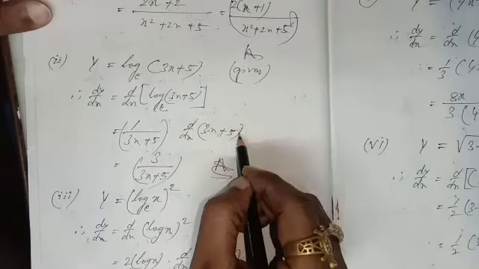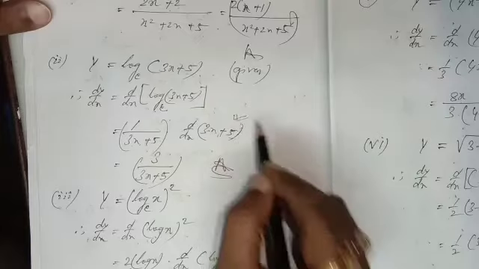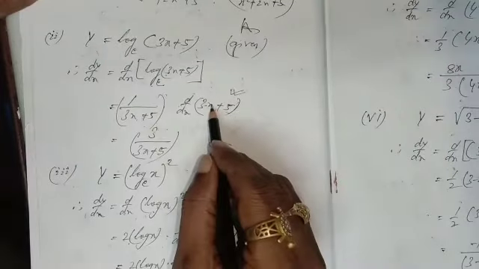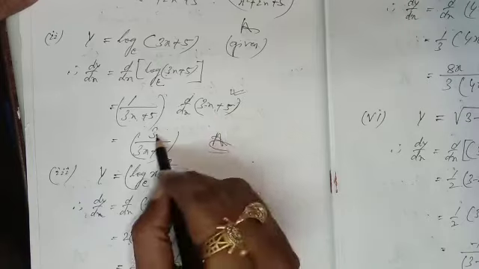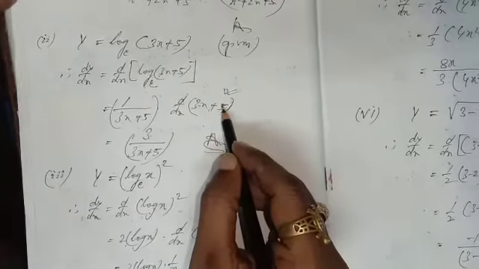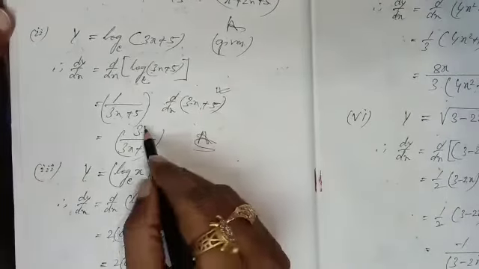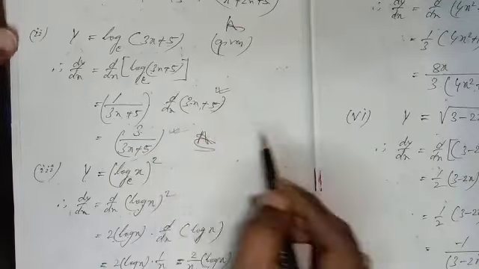This is called chain rule or derivative of a composite function. What is the derivative of 3x? That is 3. 3 into 1, 3, and derivative of 5 is 0, not necessary to write. So finally, how much are we getting? 3 by 3x plus 5. This is the answer.